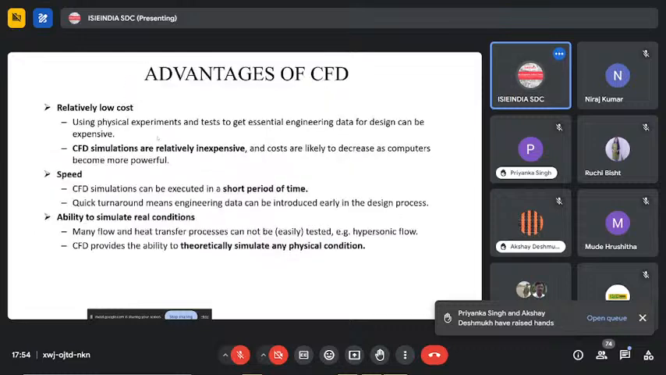During this process, computational fluid dynamics offers several advantages that make it an invaluable tool in engineering and design. The first is relatively low cost. In traditional physical experiments and tests, gathering essential engineering data can be very expensive. These include more cost, and we have to build a prototype also, conduct wind tunnel tests also, like in aerodynamics.